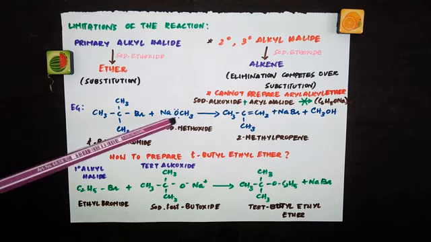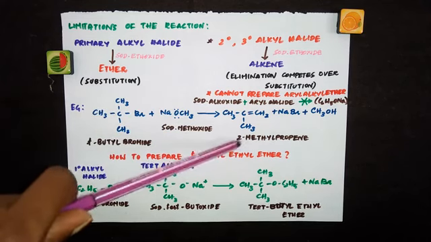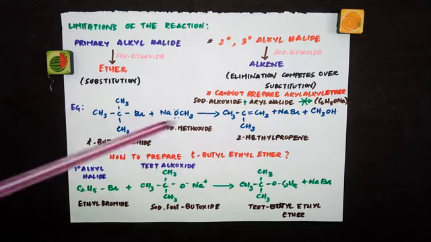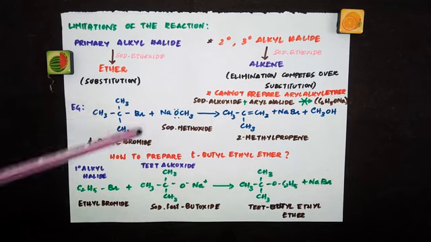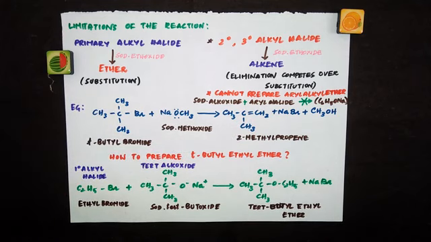Suppose if they give you tertiary butyl bromide and sodium methoxide, you're not supposed to write ether as the product. Because remember, if this alkyl halide is not a primary alkyl halide, you're not going to get ether. You're going to get an elimination product. So you should know what product should be written. You can do that only if you're clear with the reasons and the mechanism.